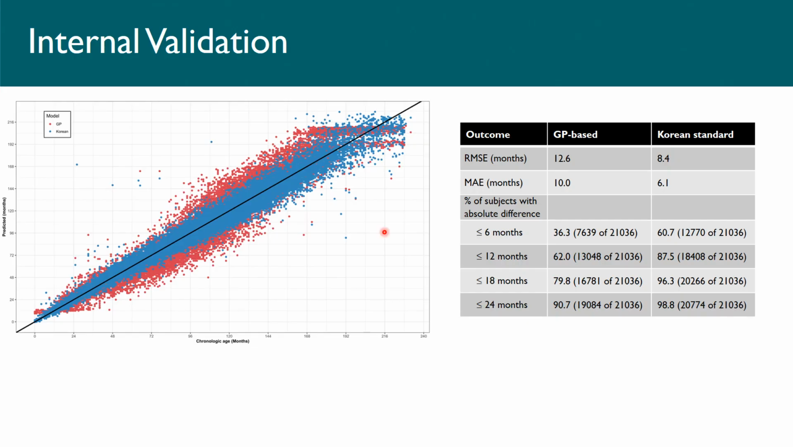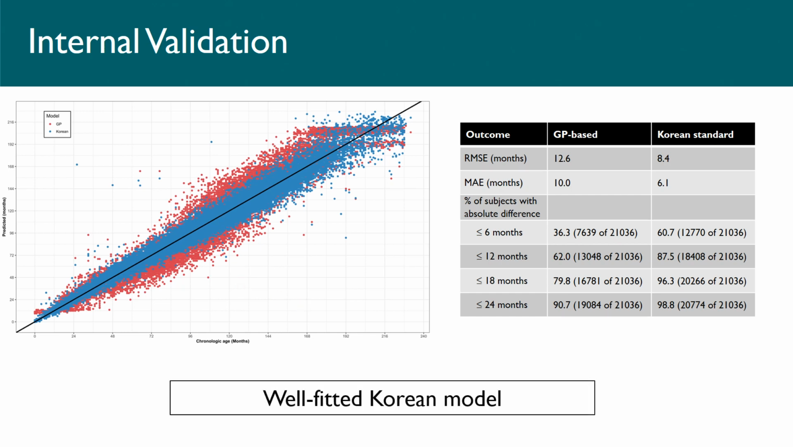This plot shows the scatter plot between the chronological age and predicted bone age by the GP and Korean models. Red dots indicate the GP model and blue dots indicate the Korean model. As you can see, the Korean model seems to be well fitted in the internal validation.